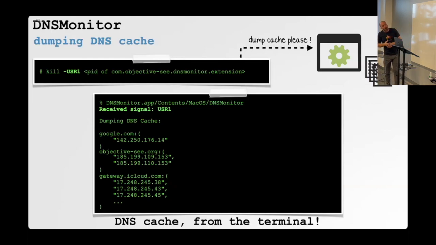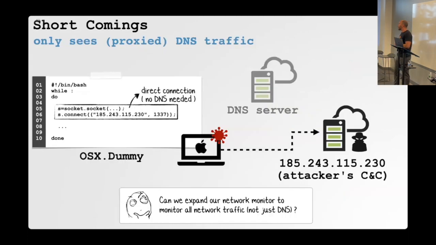The last thing DNS Monitor does is it also has a cache. So it stores a list of all the IP addresses and the domains that they map to. And so you can send it a signal and it will print out the cache. Now there's one shortcoming. I always like to point out shortcomings in my tools, and that is if malware is directly connecting to an IP address, this doesn't require any DNS traffic, so nothing will be routed through our proxy.